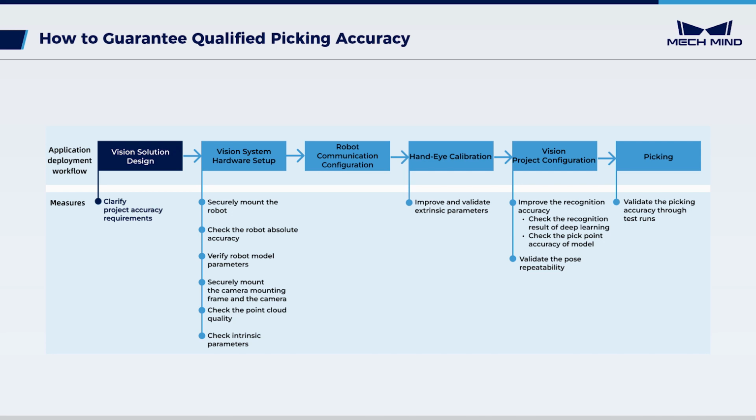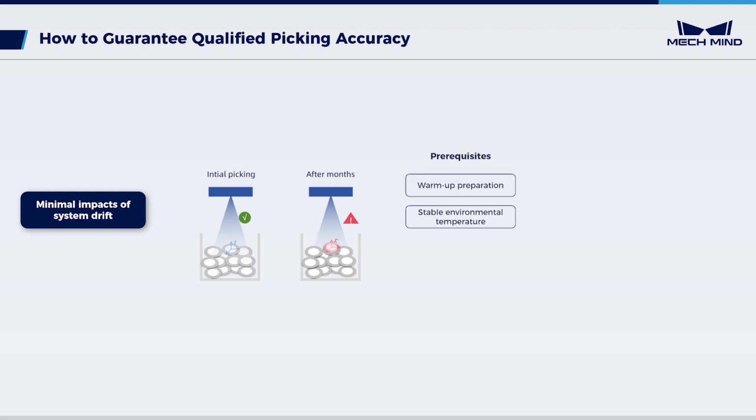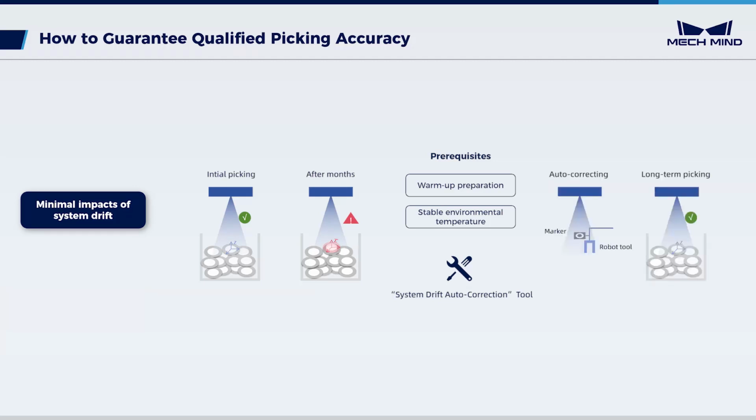During the process of designing the vision solution, please confirm the accuracy requirements on site. For higher accuracy, it's necessary to pay attention to the system drift. Minimize its impact by the warm-up preparation and stable environmental temperature. Meanwhile, the system drift autocorrection solution can be used. It not only avoids the temperature drift of the camera, but also ensures reliable and stable operation of the 3D vision system. This is helpful for long-time picking with high accuracy.